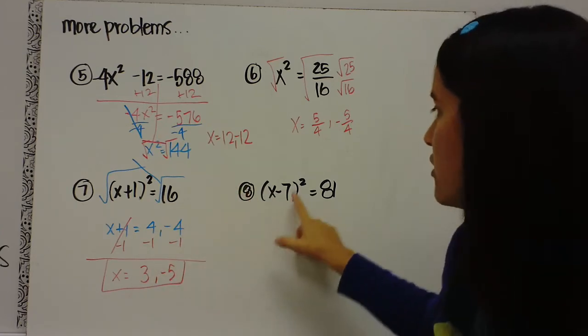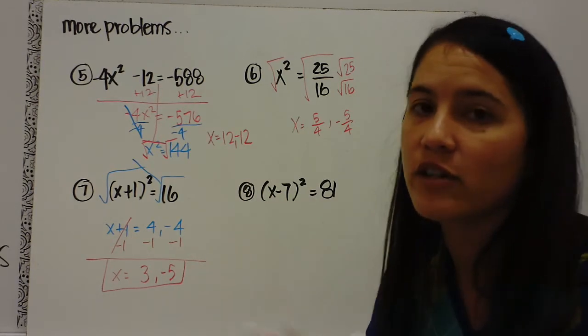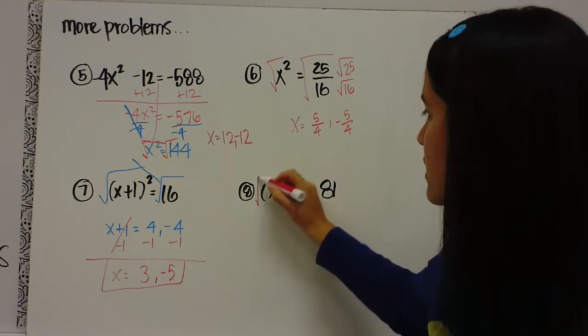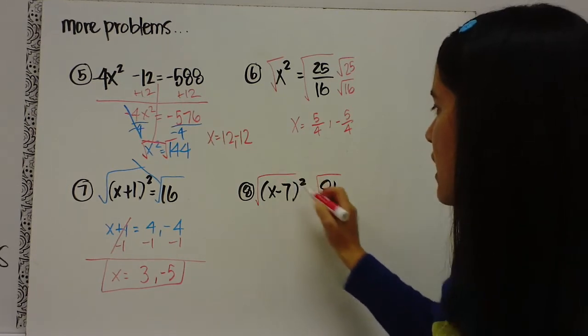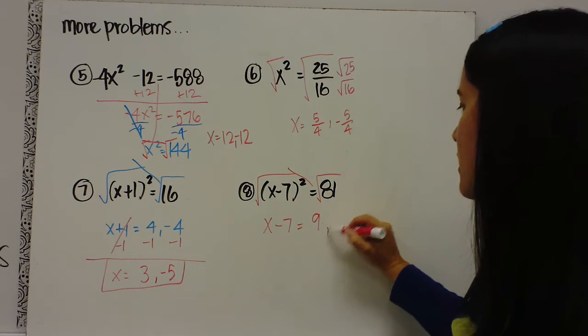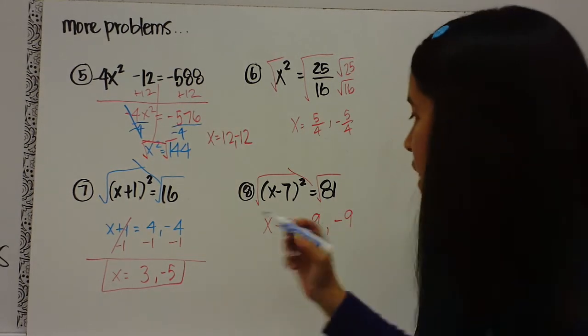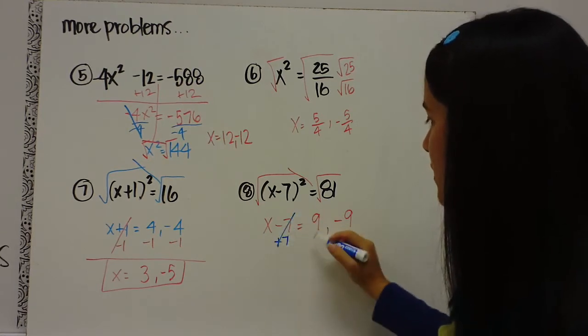Let me show you another one here. Notice it's inside parentheses. If it's inside the parentheses, we have to get rid of the square first. So we're going to take the square root of both sides. And then we get x minus 7 equals 9 and negative 9, because the square root of 81 is 9 or negative 9. Then we're going to add 7.